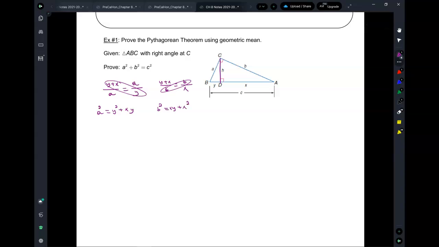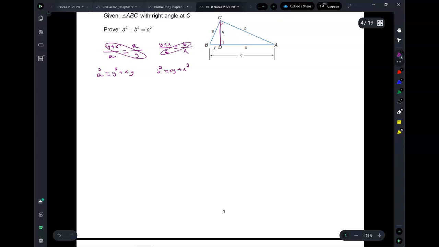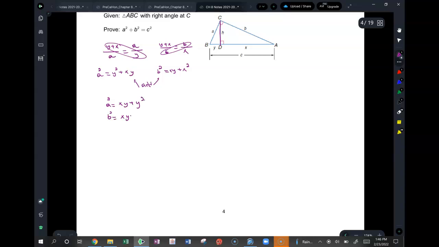All right. So, guess what I'm going to do right now? I'm going to add these two. So here's what I'm going to do. I'm going to write them here. A squared is equal to, I'm going to write it like this: XY plus Y squared. B squared is equal to XY plus X squared. Okay? Now I'm going to add them.